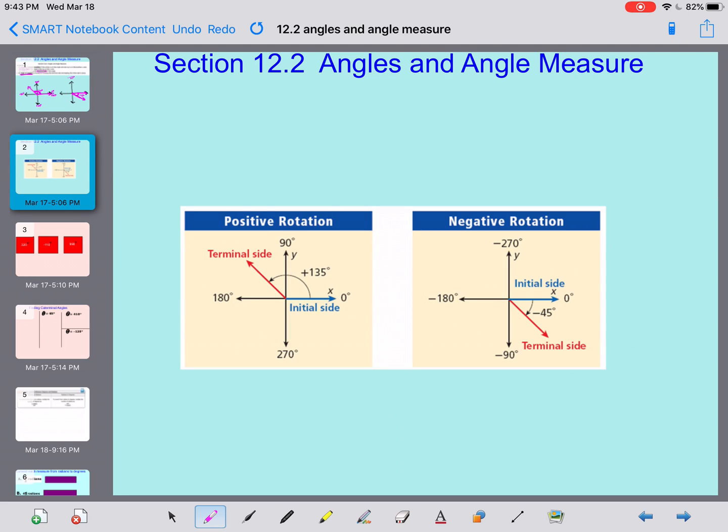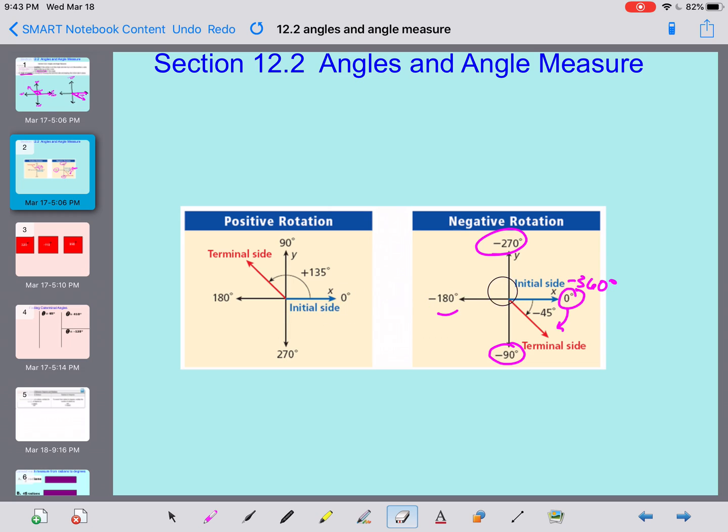There's a diagram in your book that looks something similar to this. It's not the exact same picture, but again, just notice it has that initial side, the terminal side, that arc. So this angle was 135 degrees. Something I forgot to mention on the previous slide, the angle measures, if you're doing a negative rotation, it starts at 0, and then you're rotating this way, so this would be negative 90 degrees, negative 180 degrees, negative 270 degrees, and then back to negative 360 degrees.